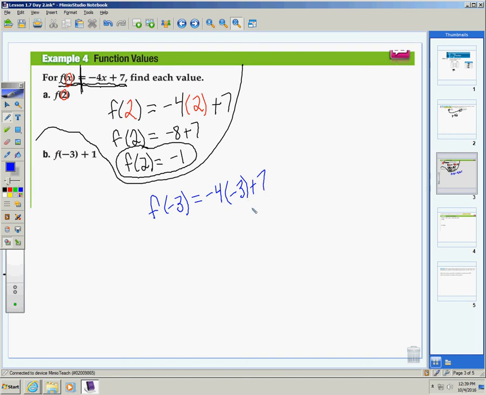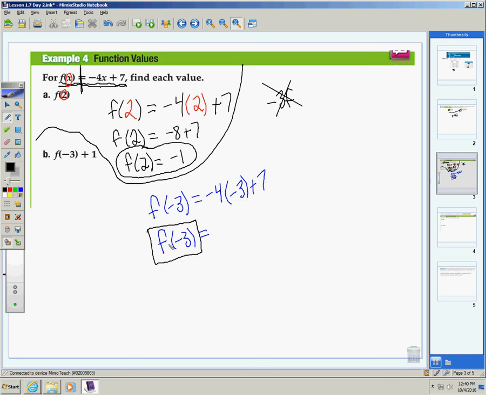And this is not f times negative 3. This is just one piece. This is like a label. F of negative 3 is just a label. I don't want you to rewrite that as negative 3f. That is wrong. Do not do that. It's just f of negative 3. This is function notation. You don't have to try to rewrite that or anything.